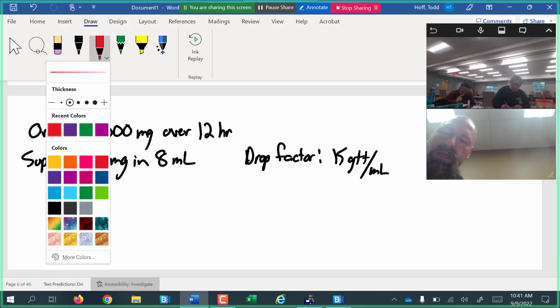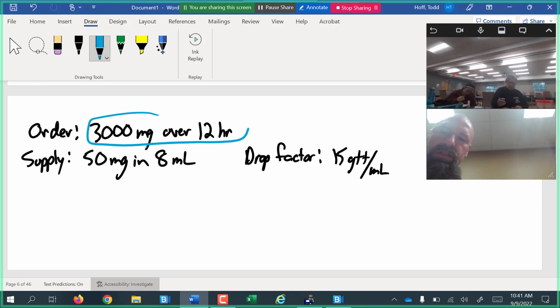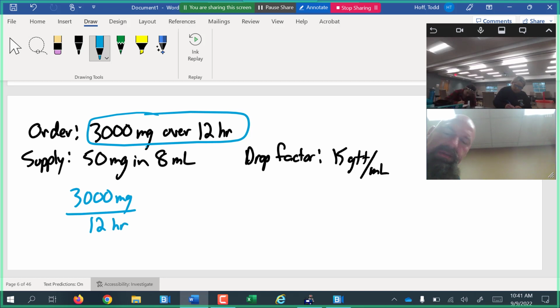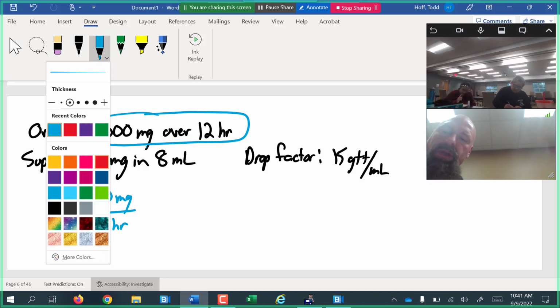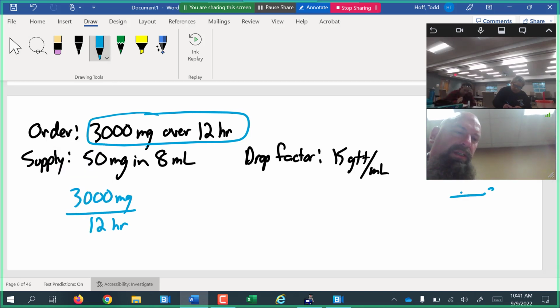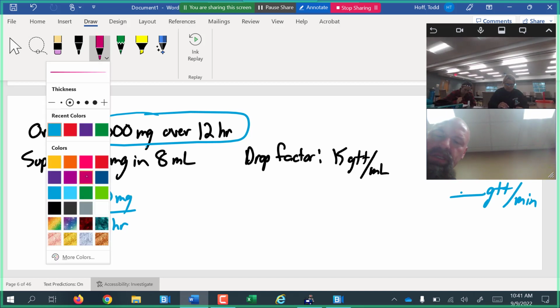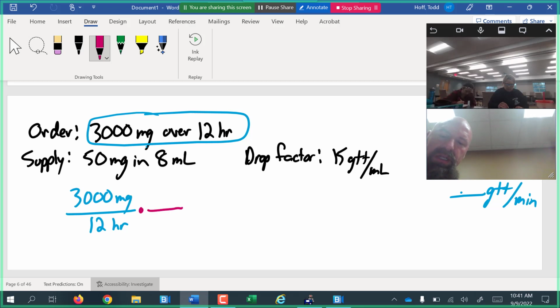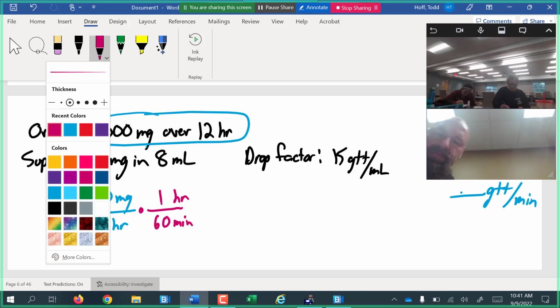So I start out with the doctor's order: 3,000 milligrams over 12 hours. We want our result to be drops per minute again, so both units have to change. The milligrams have to change, and the hours have to change. Let's get rid of the hours first. Hours are on bottom, so we put them on top to cancel them out. 1 hour is 60 minutes. So the hours are now gone.